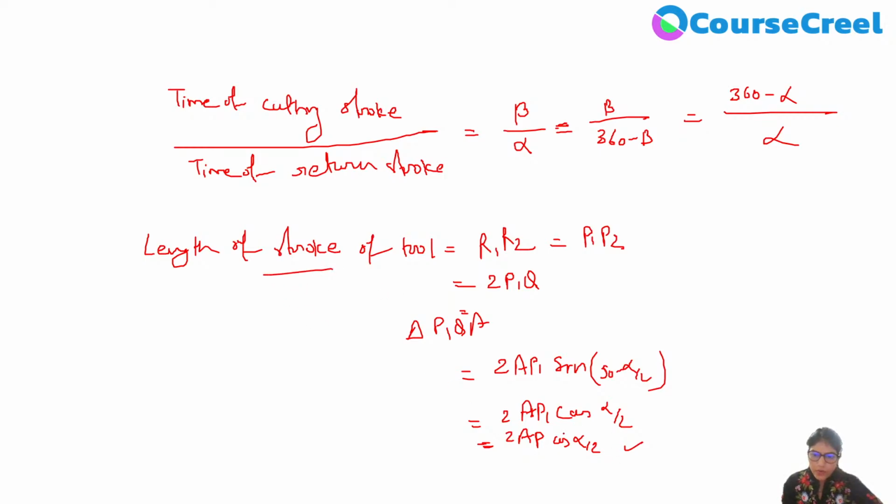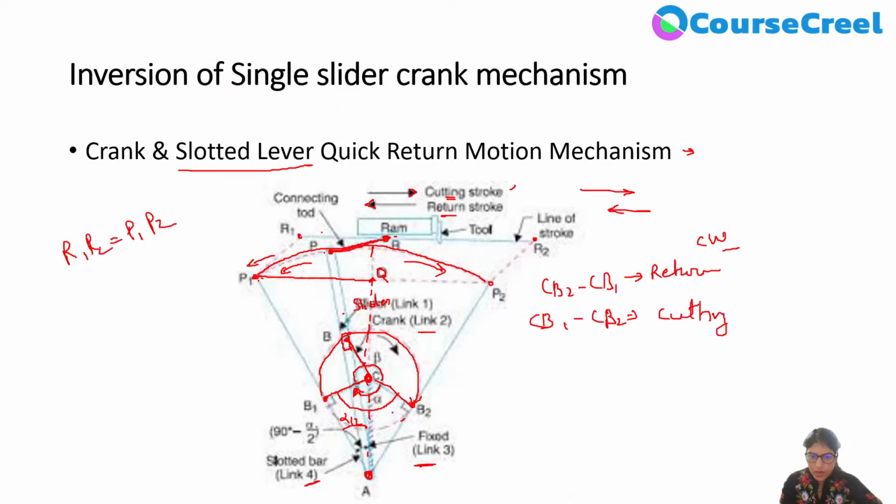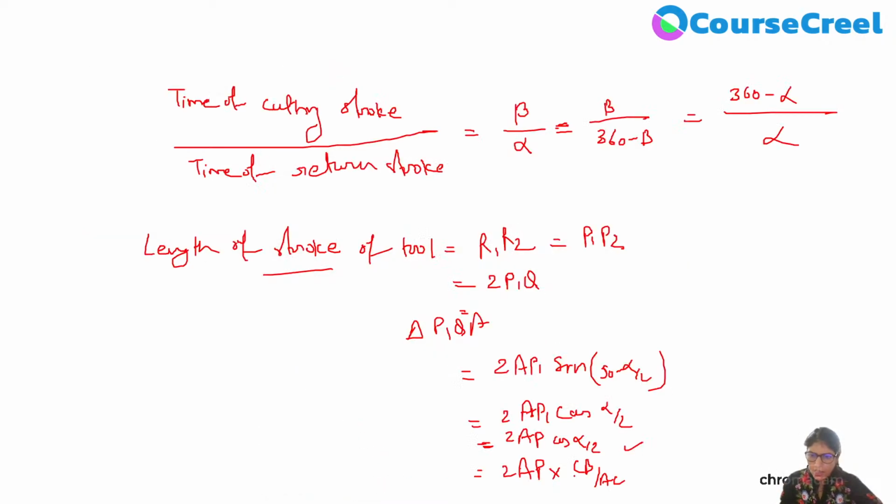Or if we want to define cos alpha by 2 with the help of the triangle only, 2AP into, it will be equal to CB by AC. So here we can simplify in whatever manner. If you want to take it in terms of angles, you can take it in terms of angles, or if you want to define it in terms of length, you can define it with the help of this formula. So this is just a simplification.